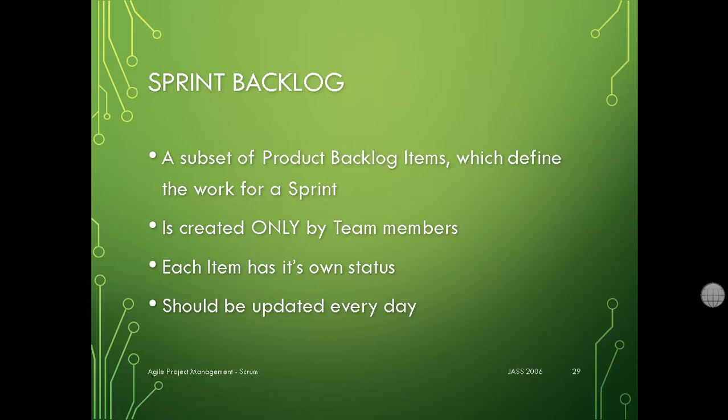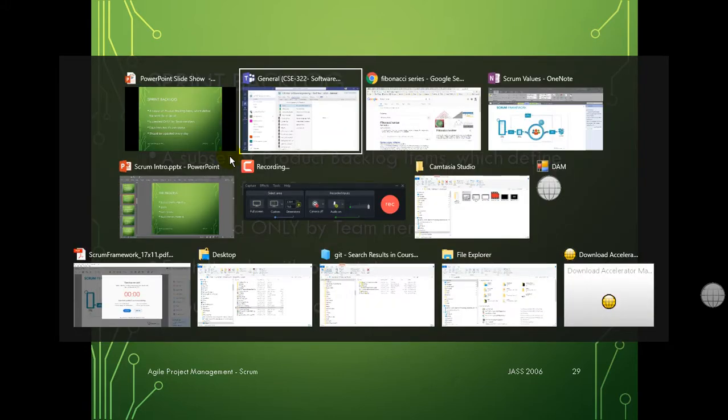A sprint backlog is just a subset of the product backlog items which define the work for a sprint. Only the team members can add or subtract items of a sprint backlog, and it should be updated every day to show how things are going. Okay, so how would you create that online?